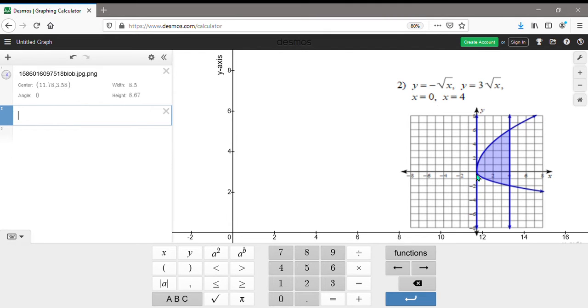On the left, we're bounded by x equals 0. On the right, we're bounded by x equals 4. So we want to find this shaded region in here. So I'm going to need to create this graph in Desmos.